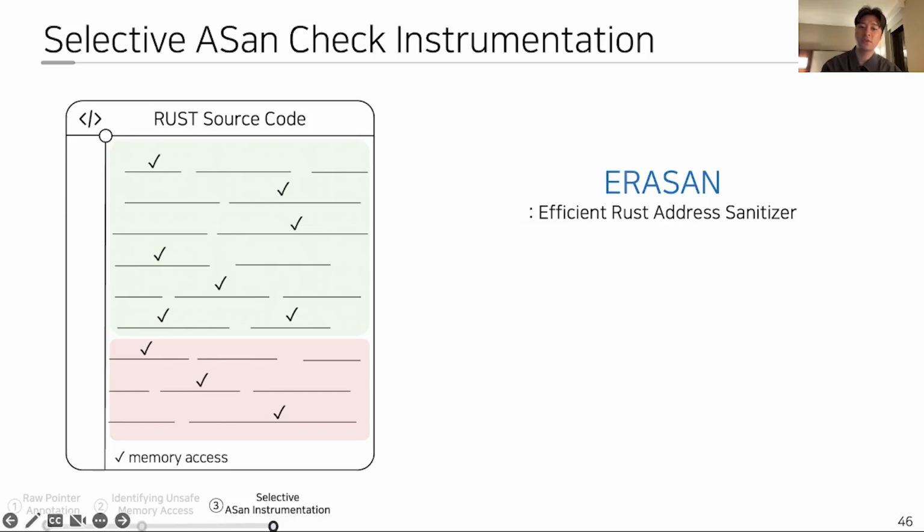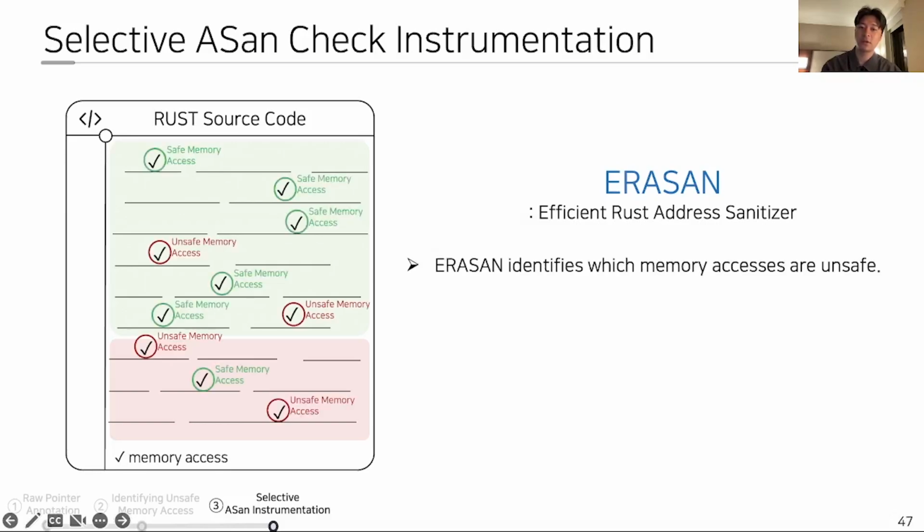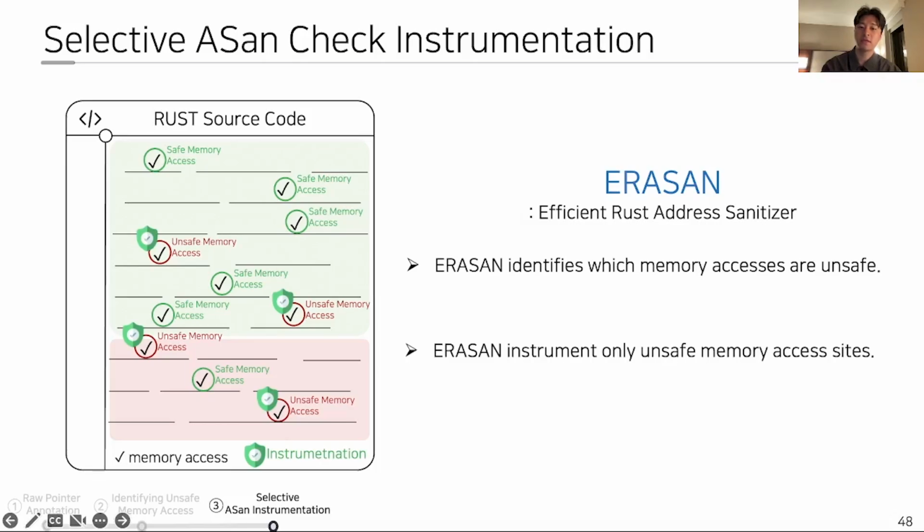Lastly, we have found unsafe memory access sites from the previous analysis. With the previous analysis information, ERASAN can determine which memory access sites need to be inspected by ASAN. Then it selectively instruments only those unsafe memory access sites, which enables low overhead during runtime while maintaining detection capabilities.